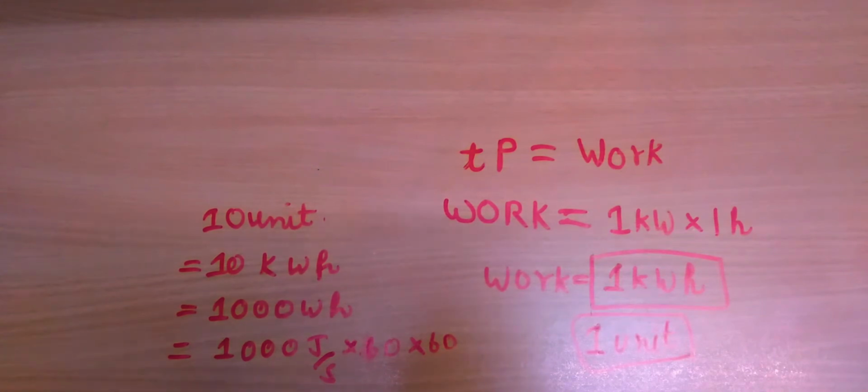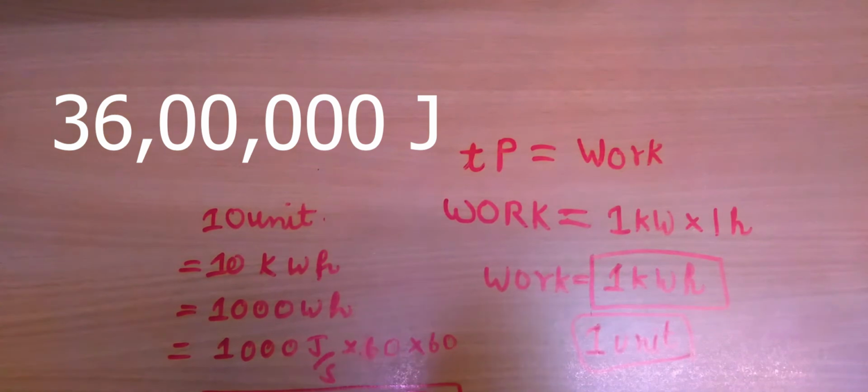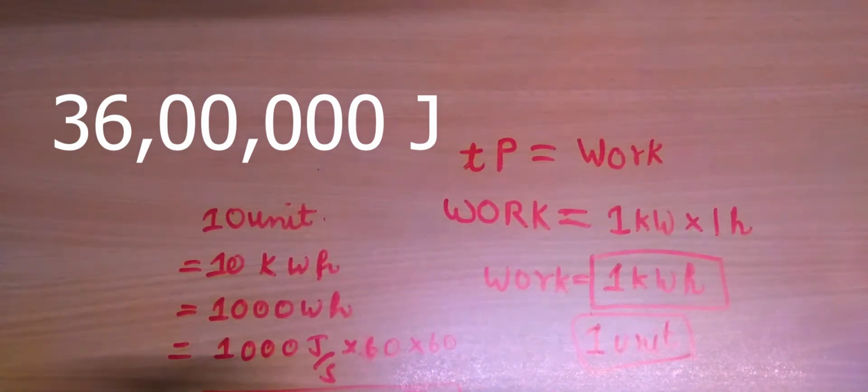So if you multiply this, 6 6 36, 1 2 3 4 5. That is a very tedious calculation, but yeah, you get the point. That's simply joules. So you used 36 lakh joules of energy in 1 month if you use 10 units.